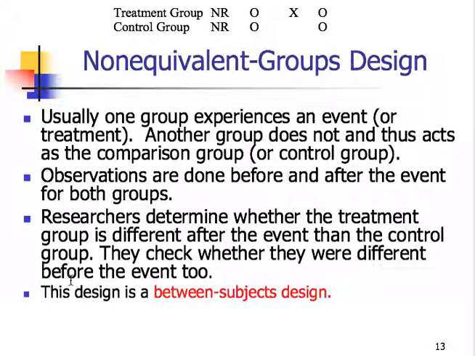Now, in this type of non-equivalent groups design, one group experiences an event or treatment and another group does not. So the group that does not receive the treatment acts as the comparison group. Let me say that one more time. One group experiences an event and another group does not. So the second group is the comparison group or the control group. And again, observations are done before and after the event. Researchers determine whether the treatment group is different after the event than the control group, and they check whether they were different before the event too. So this design is called a between subjects design.